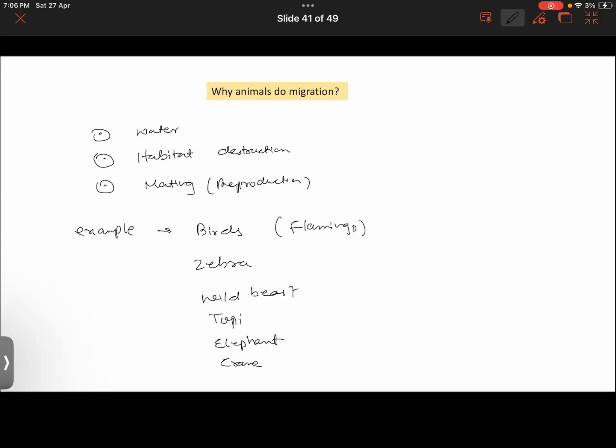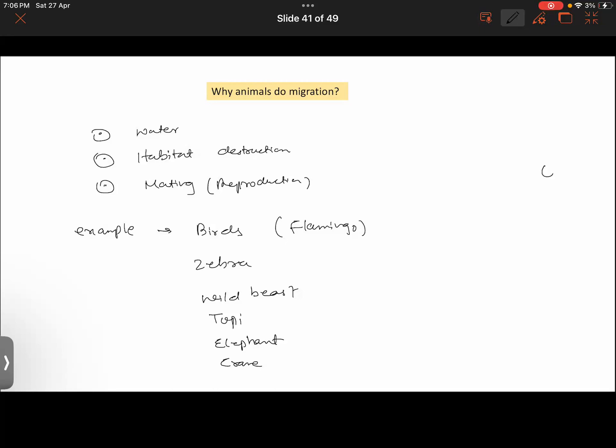Crane, they also do. In fact, you have some leatherback turtles also. They would also be doing migration right now. You know that for thousands and thousands of years, or not just thousands, but for lakhs of years, it is being seen that they are known to return to the exact places where they were born.